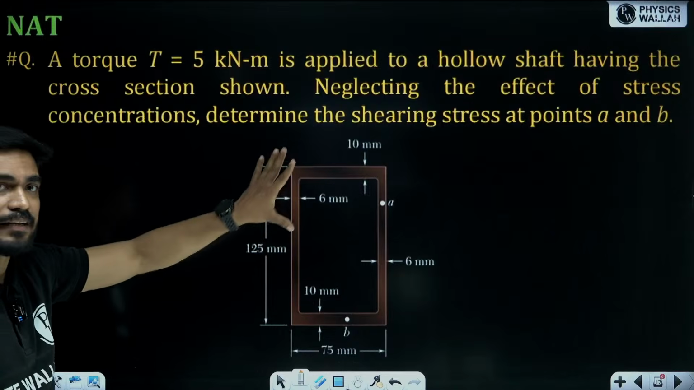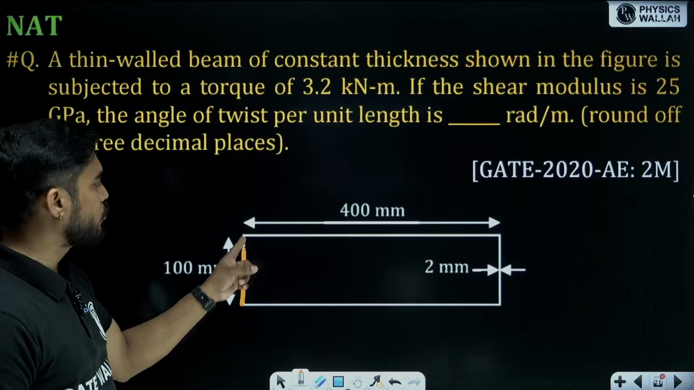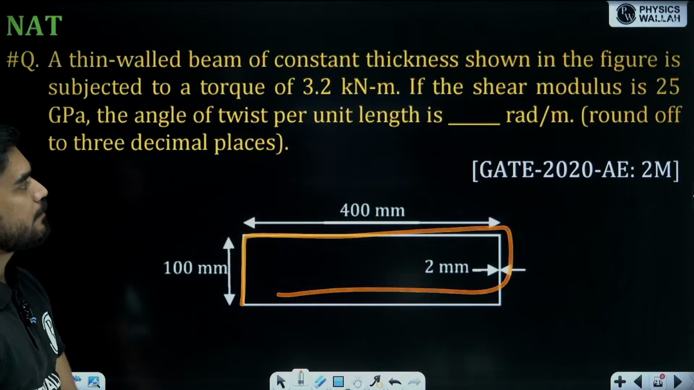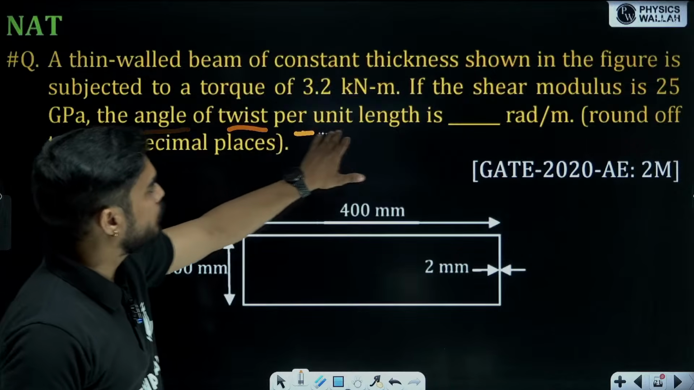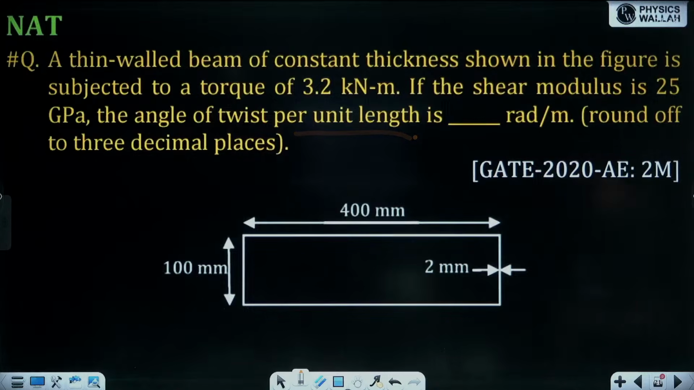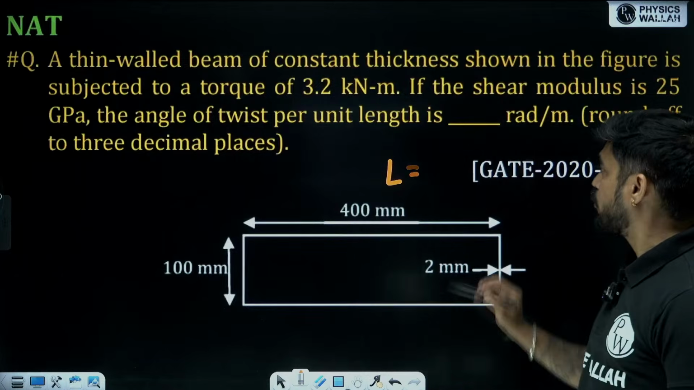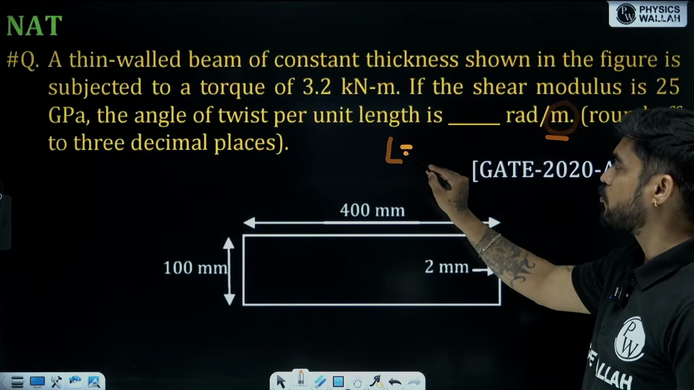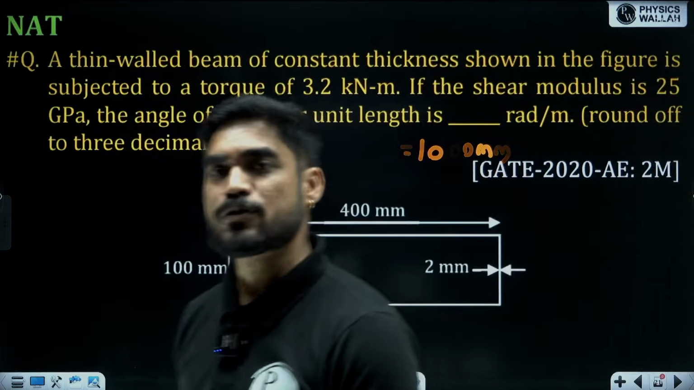If the thickness is varying, then they will give you this diagram. But if the thickness is constant, then they might give you this diagram, which is showing you the middle line, the center line. It is subjected to a torque of 3.2 kilonewton meter. Shear modulus G is 25 gigapascal. Angle of twist per unit length is asked. Per unit length means the length L will have to be unit. Now you can see that it is calculated in per meter. So L is equal to 1 meter, which is 1000 mm.